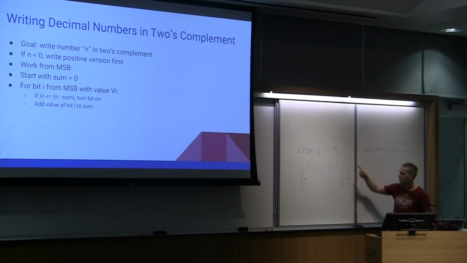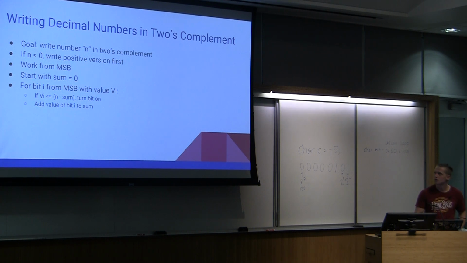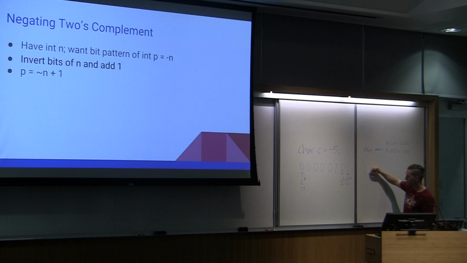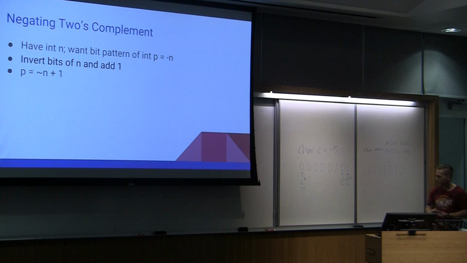And then I originally asked for the number -5, right? So I'm going to use this trick to invert 2's complement numbers. I have an integer n, and I want the bit pattern of -n. So all I need to do is invert the bits and then add 1. So this number becomes a bunch of 1s, 0, 1, 0. Okay, and this makes sense because we want it to be negative, right? As a sanity check, the first bit should be on.